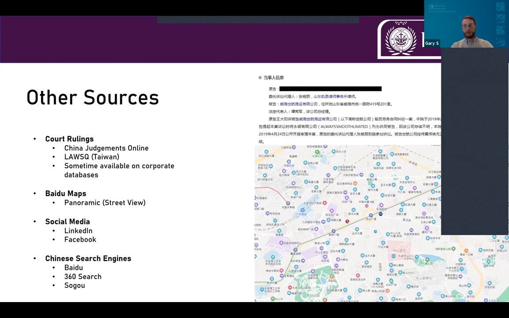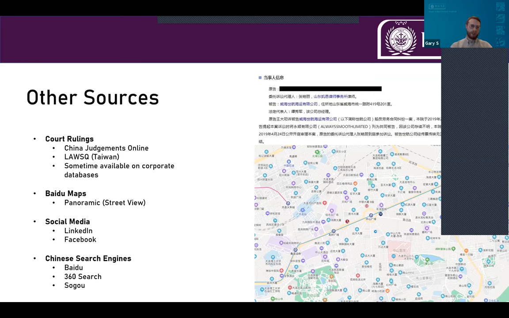So from there, we have a good idea of who the companies are behind, all their other identifiers, and the shareholders and corporate officers involved in it. And these sources that we use here are not exhaustive, but these are some of our main go-to sources that we use from time to time.